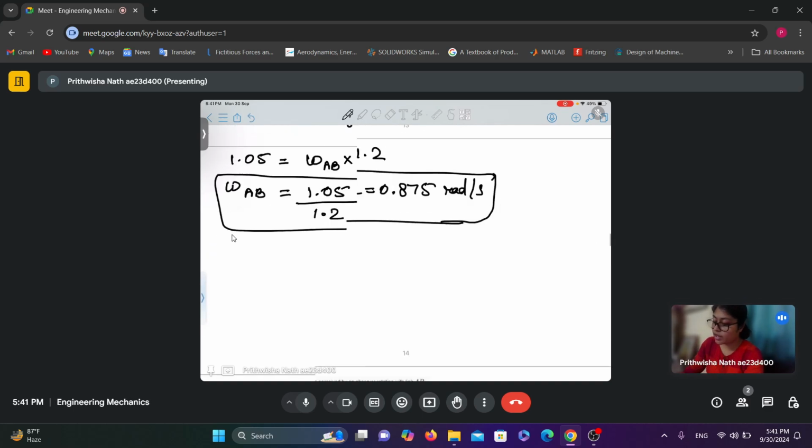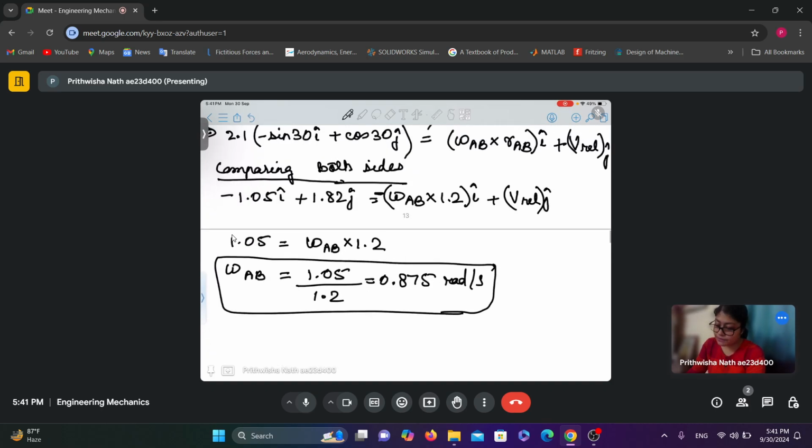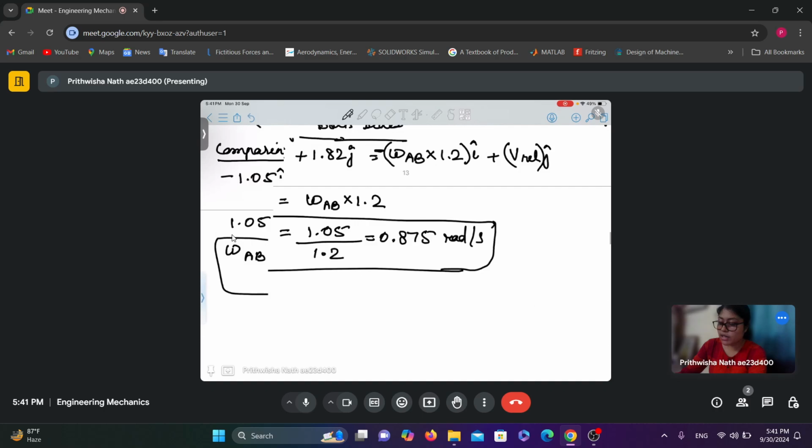Now what we need to find out next is the magnitude of velocity in meter per second of collar C as perceived by an observer rotating with link AB, right? So basically we need to find V rel. So what is V rel? V rel is nothing but, we need to compare the j terms here, it's nothing but 1.82.